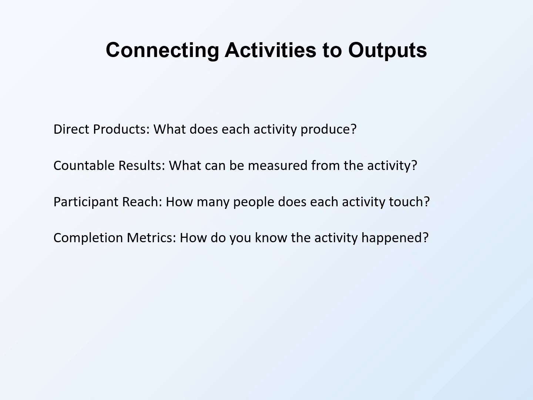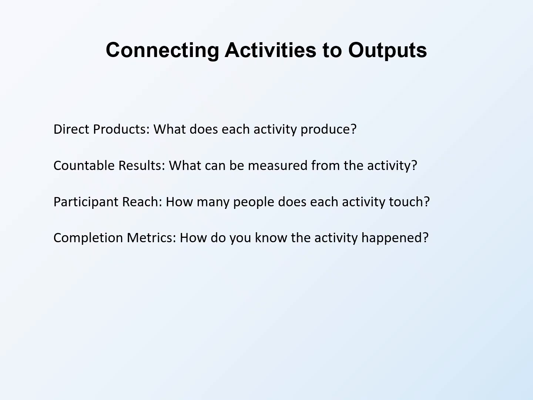Activities must connect clearly to outputs to show what your program actually produces through its work. Direct products identify what each activity produces as a result of your efforts. A training workshop produces trained participants who completed the course. An outreach event produces contacts made with potential participants. A counseling program produces sessions delivered to clients seeking services. Each activity should have identifiable products that can be documented and reported.